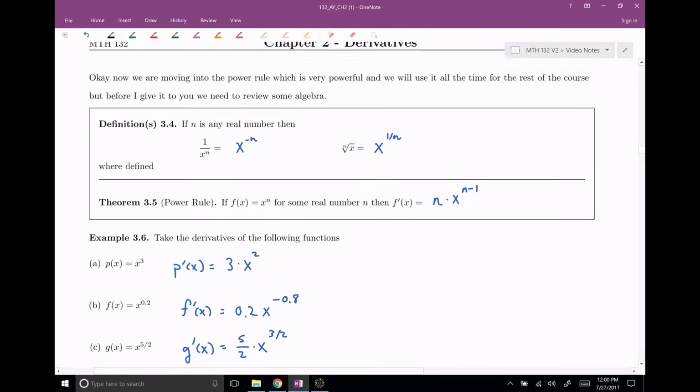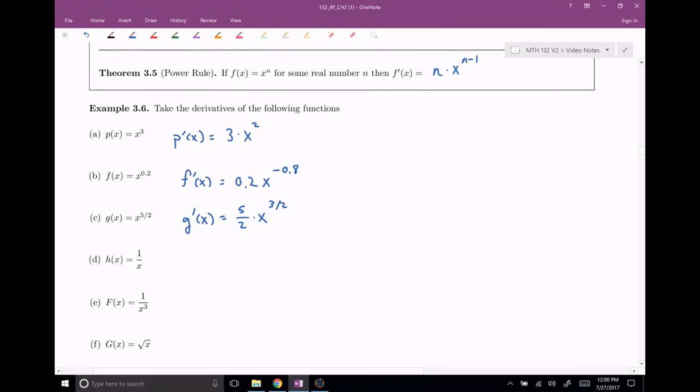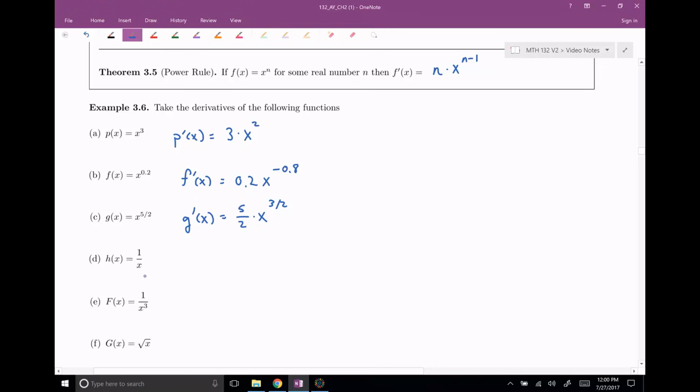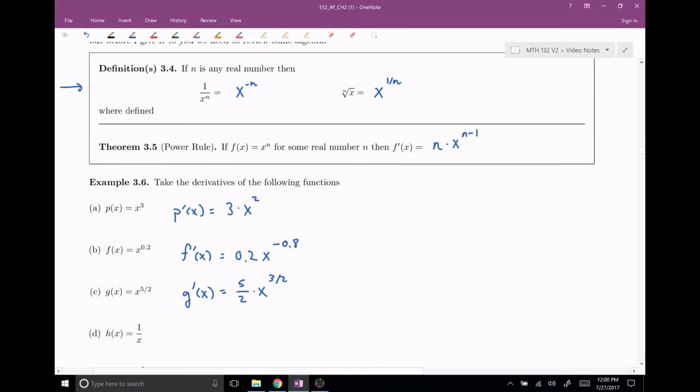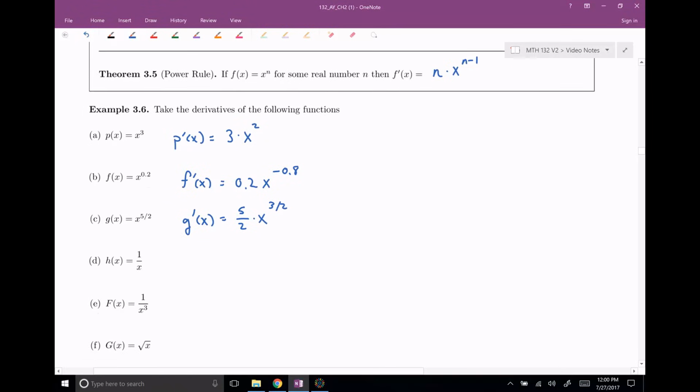All right, now I told you these important definitions up here. Let's go ahead and use those. So part D here, I have 1 over x. Notice when I have it written like this, it doesn't look like x to any particular power. But if I remember back up here, that I can rewrite things that look like 1 over x to some power as x to the negative that power, then we can rewrite this, because this is 1 over x to the first power. So before I even take the derivative, let's rewrite this. Applying that definition, we would have x to the negative first power. So now I have it looking like something that I can apply the power rule to.